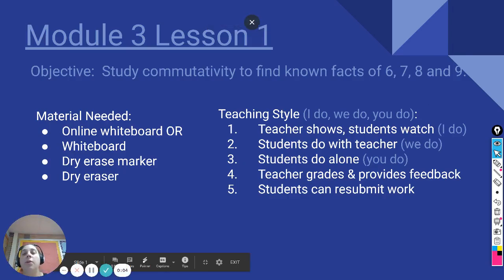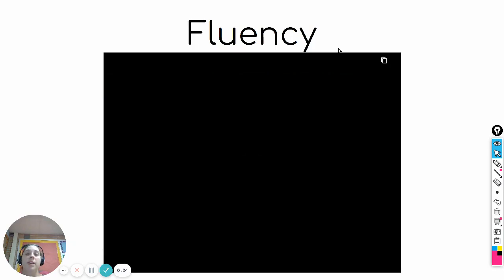Today we're going to continue with Module 3, Lesson 1, where we're going to continue to study commutativity to find known facts of 6, 7, 8, and 9. The materials you need for today are online whiteboard or whiteboard, dry erase marker and dry eraser. And we are going to follow the teaching style where I do it, we do it together, and then you do it on your own.